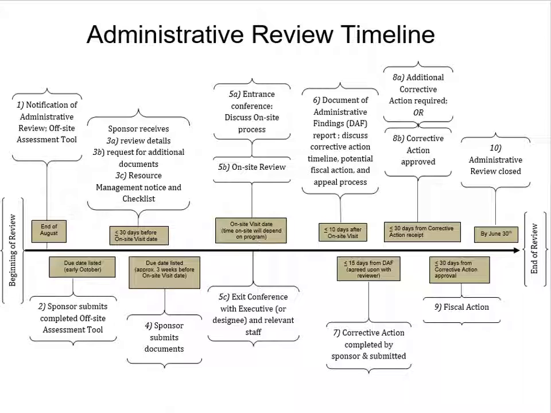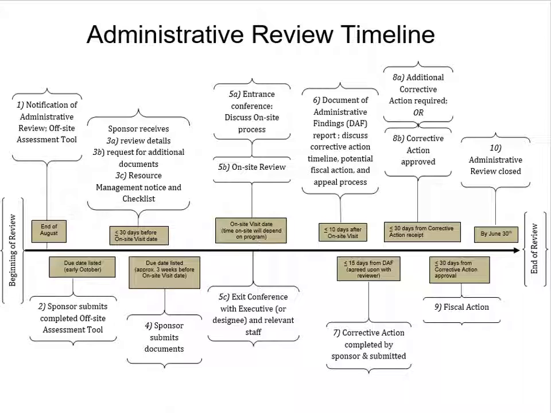The corrective action is evaluated by the reviewer. If needed, further collaboration between the sponsor and reviewer will happen until the corrective action is approved. In some cases, the administrative review is closed at this point. However, some findings or repeat findings will cause fiscal action to be calculated.